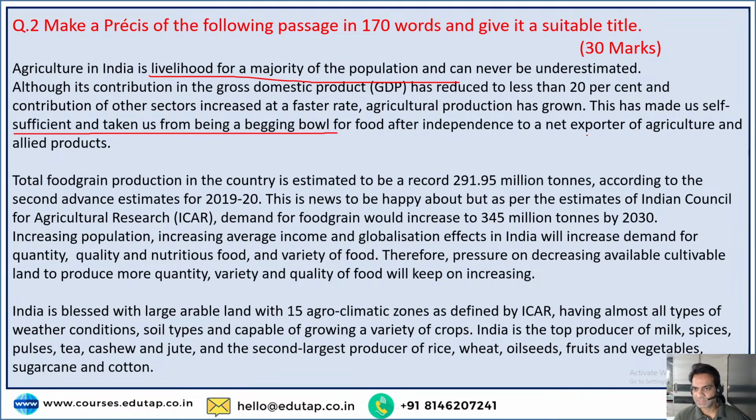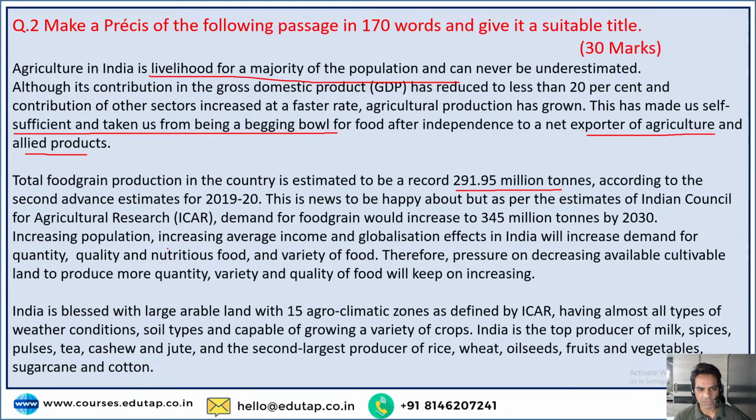So we have seen huge growth in this sector, but other sectors have grown better. Total food grain production in the country is estimated to be a record 2291.95 million tons, according to the second advance estimates for 1920. This is news to be happy about, but as per the estimates of the Indian Council for Agriculture Research, ICAR, demand for food grain would increase to 345 million tons by 2030.